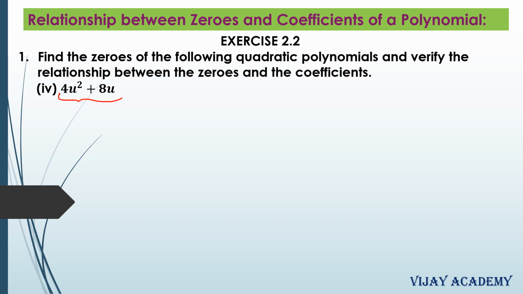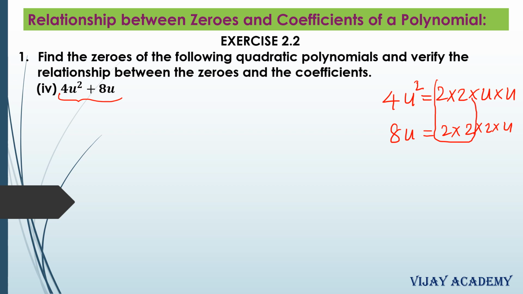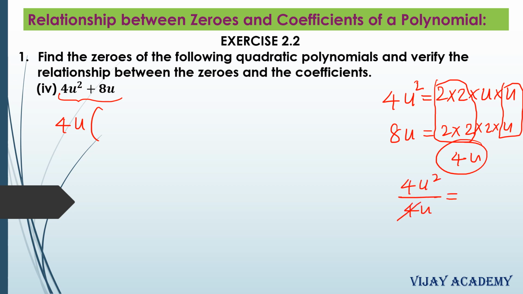Now from 4u square and 8u, let us see, first let us write the factorization of each term. So 4u square can be written as 2 into 2 into u into u, and 8u can be written as 2 into 2 into 2 into u. So from this we have two 2s common and one u common. So finally we can take 2 into 2 is 4, 4u as the common factor. So taking 4u outside and dividing each term by 4u. So dividing 4u square by 4u, we get 4 and 4 gets cancelled.